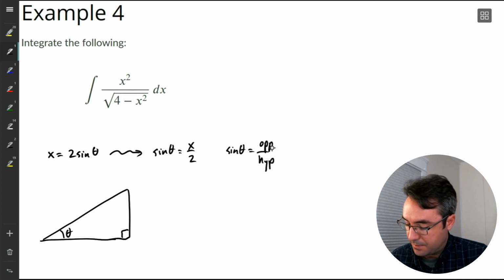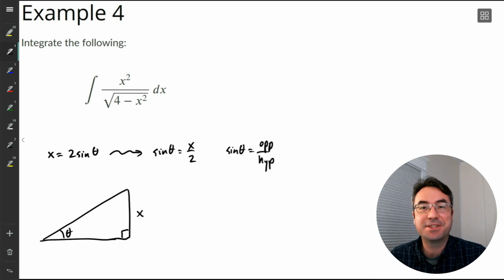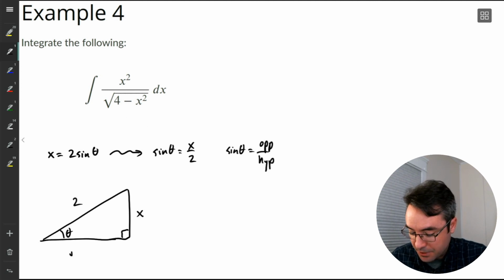So we just match up the numerators, x and the opposite side here. They're both in the numerator, so that means our opposite side is x. And then we just match up the denominators, 2 and hypotenuse. So that means our hypotenuse is length 2. And then the missing side is just our original square root term, square root 4 minus x squared.